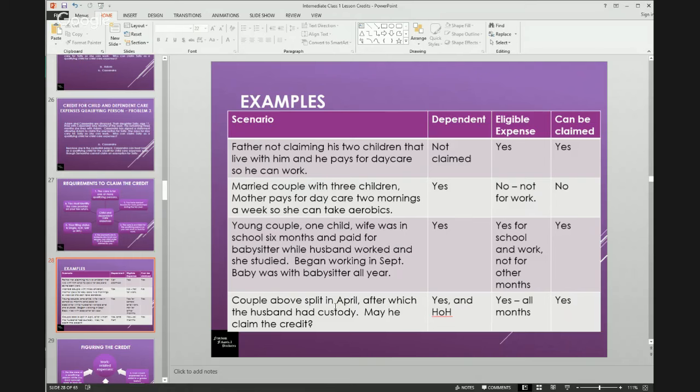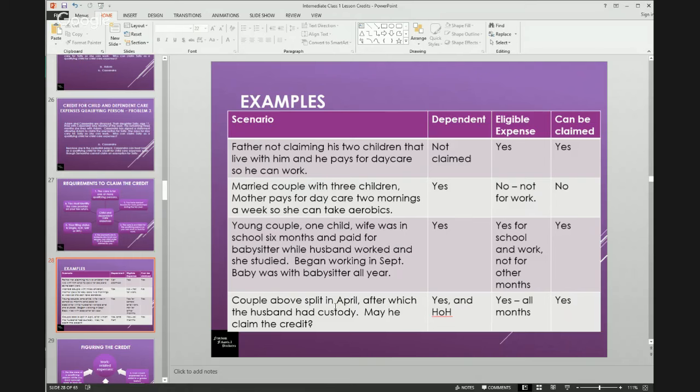And she began working in September, and the baby was with the babysitter all year. The baby is a dependent on their return, and it is eligible expenses because it was used for school and work and not for the other months. Yes, the credit can be claimed. So in this instance, the credit can be claimed for the couple.